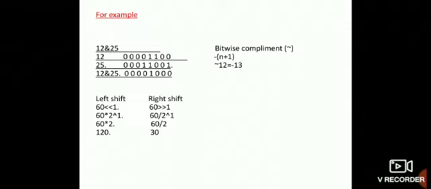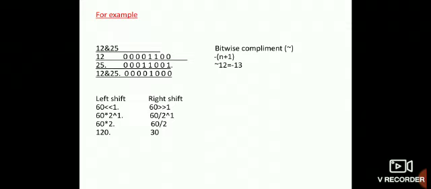So 12 is the addition of 8 and 4. So there we have written 1 and 1, and 25 is the addition of 16, 8 and 1. So there we have written 1, 1 and 1. So 12 and 25 gives us 0, 0, 0, 0, 1, 0, 0. That is 8, as the 1 comes at the place of 8.